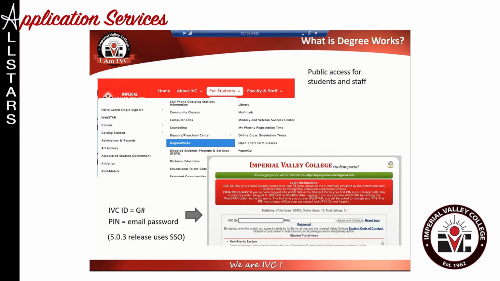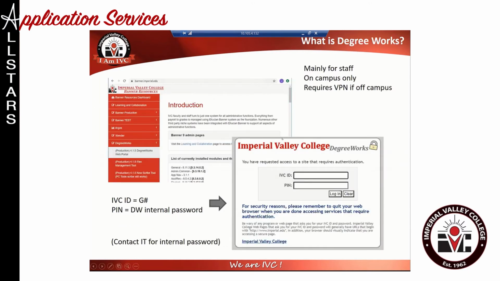So the login will be a little bit different. It will use a single sign-on. It'll be more standardized towards a single sign-on. The other way to access is from on campus, within the banner.imperial.edu page. There's a link called the 4.1 to 5 DegreeWorks web portal. It takes you to the same place. It's just a different way to access.